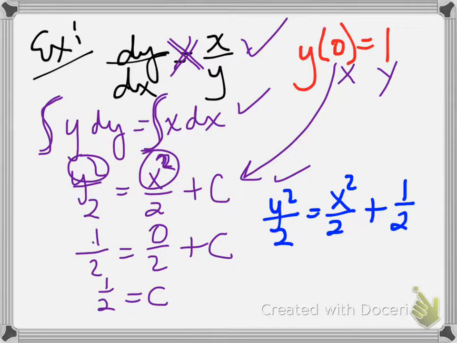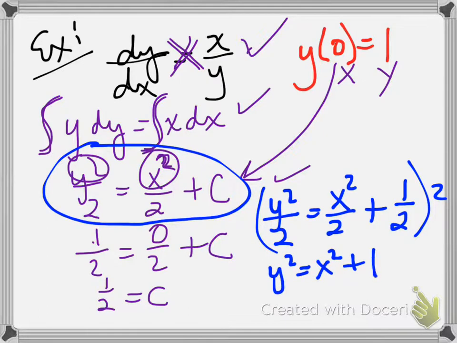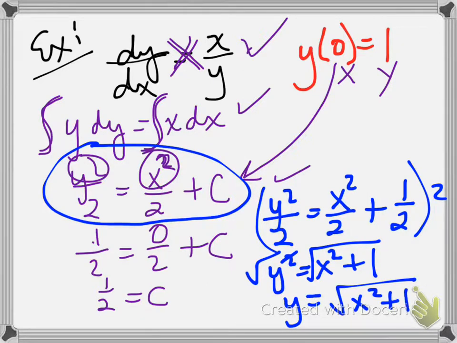I like to do all of that plugging in early before I start trying to simplify stuff, because remember now, y has to be by itself. So I'm going to multiply this whole problem by 2, which makes me have y squared equals x squared plus 1. And then I want to get rid of my square, so square root both sides. And y is going to be the square root of x squared plus 1.